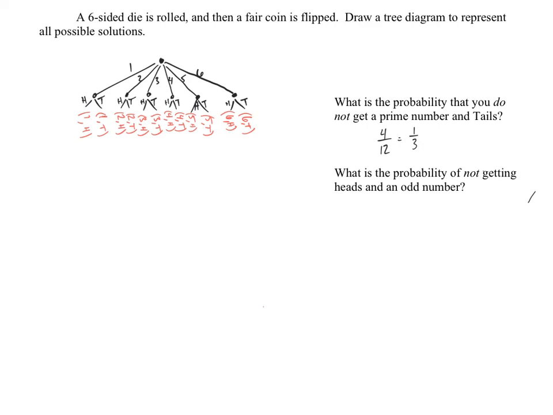then the complement of that is going to be 1 minus 1/3, or 2/3. And then the last question is, what is the probability of not getting heads and an odd number? So let's see when it is we do get heads and an odd number. Odd number heads, odd number heads, odd number heads. So there are 3 of those. So 3 of 12, or 1/4. So not getting that is going to be the complement of that. 1 minus 1/4, which is going to be 3/4.